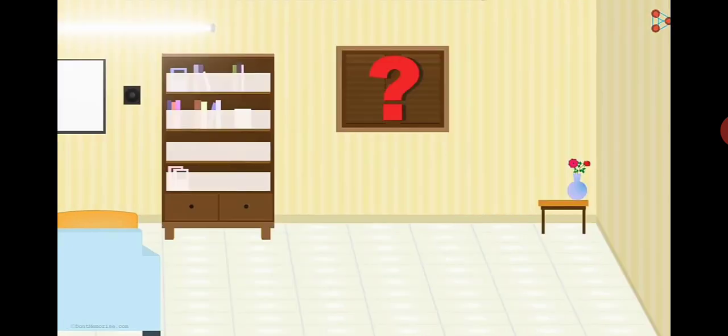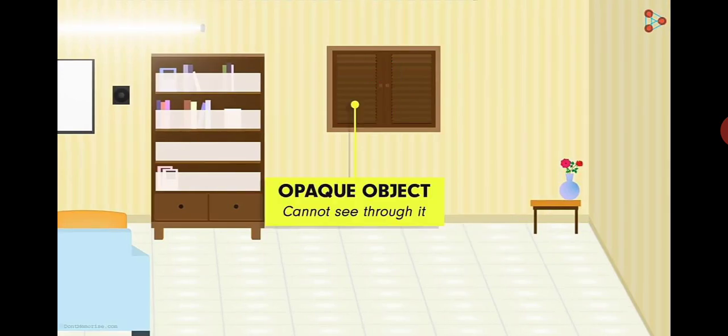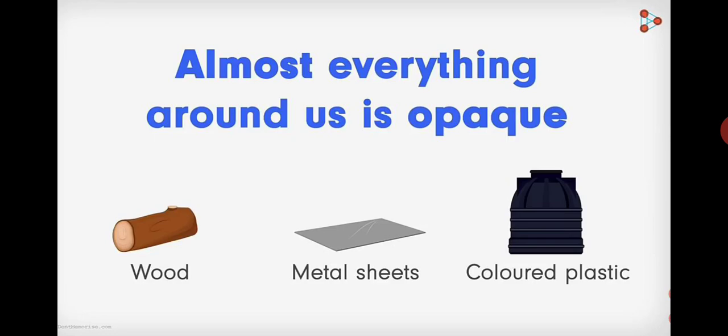Now students, tell me, can you see outside the window? No. Why? The reason is the light outside the window cannot reach us. The wooden shutter blocks this incoming light. Such objects around us are opaque and they are large in number. Almost everything around us is opaque, like wood, metal sheets and colored plastics.